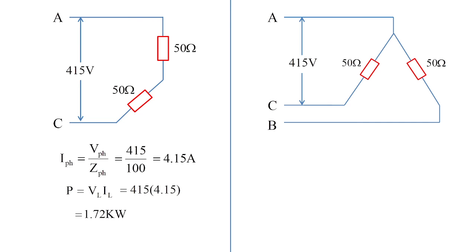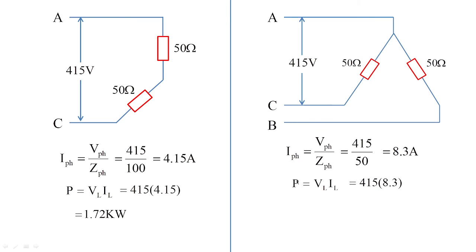Now take the delta network and remove one of the resistances. Here we have removed the resistance which is placed over here. Now we can see 50 ohms at a time is shared by 415 volts. So the current would be equivalent to 415 divided by 50, which is 8.3. You can calculate the current between A and C or A and B, that will be the same. The power will be equal to VL IL or V phase I phase, which is 415 multiplied by 8.3. So the value is 3.45 kilowatts.